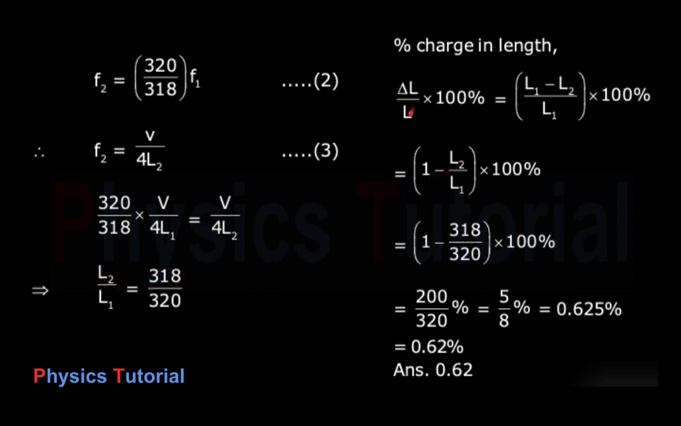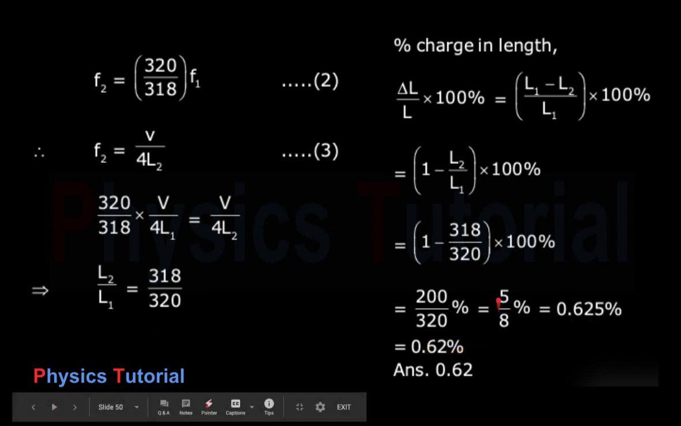Now the change in length upon total length is the ratio, the percentage change. You can find this ratio here, and after multiplying by 100, that is 5 by 8 percent, nearly 0.625. We have to submit the result up to 2 decimal places, so 0.62 is your final answer. So let's go for another question.